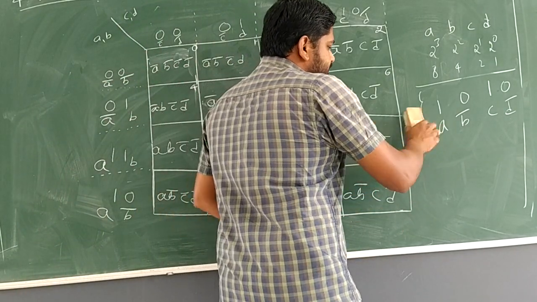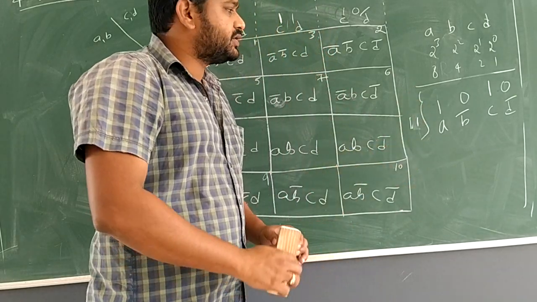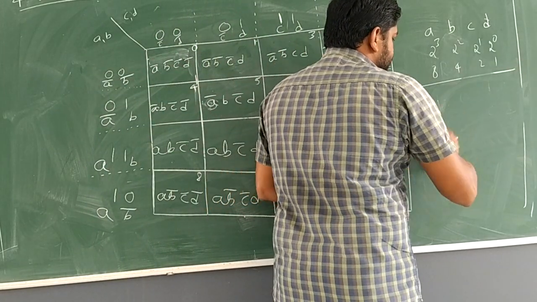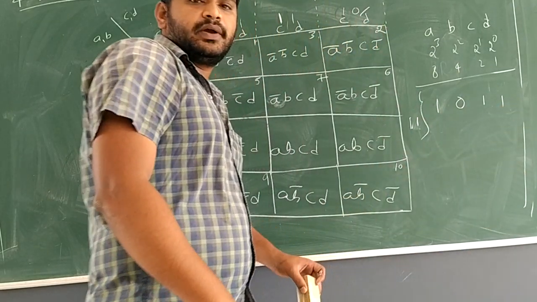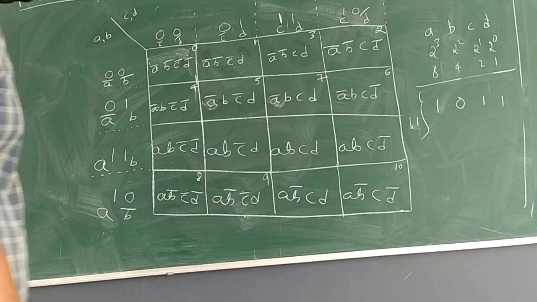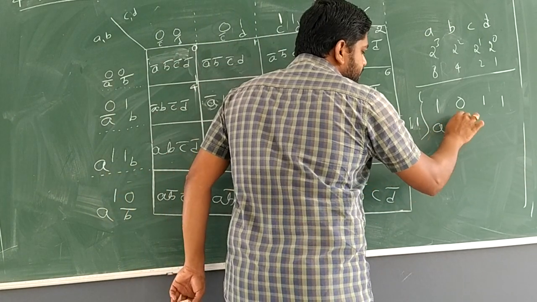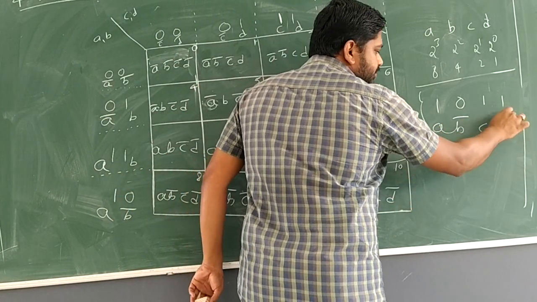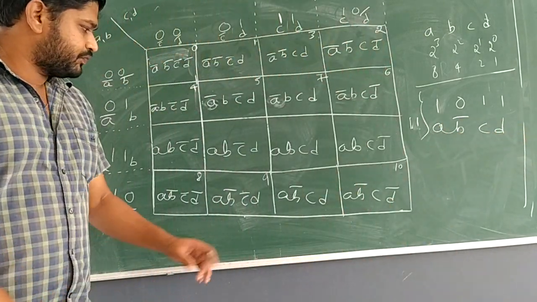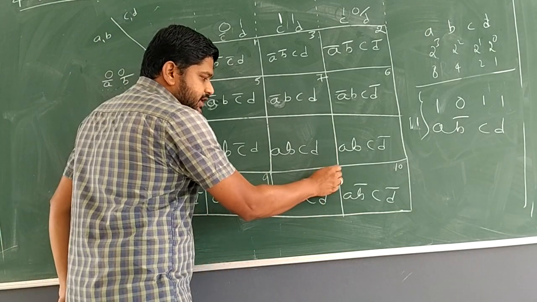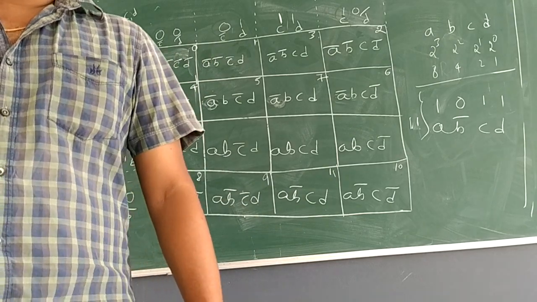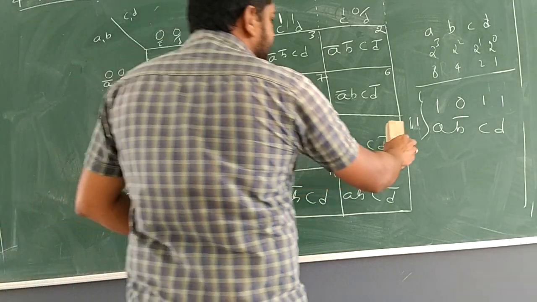So how to get 11? What is the representation of 11? 8 plus 2 plus 1. So if we write in terms of variables, A with B complement, C with D. So what will this cell number be? 11.